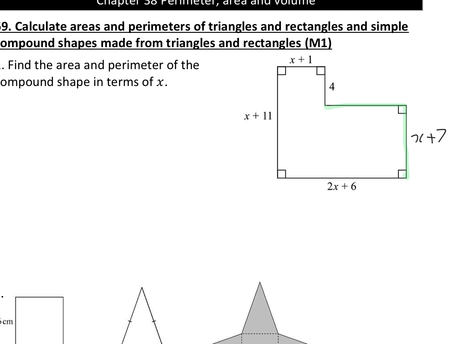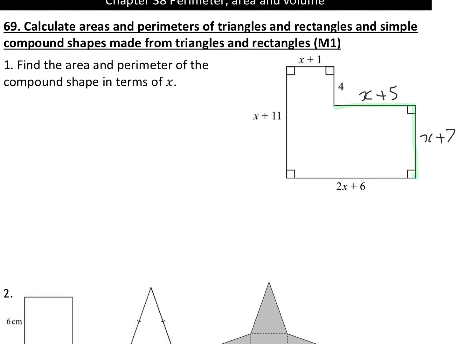Similarly, if we look horizontally, the distance from left to right on the shape is 2x plus 6. The part of the distance is x plus 1, so the remaining distance must add with the x plus 1 to give 2x plus 6. So that must be another x, because x plus x will give 2x, and then 1 plus, I need another 5 to make 6. So plus 5.